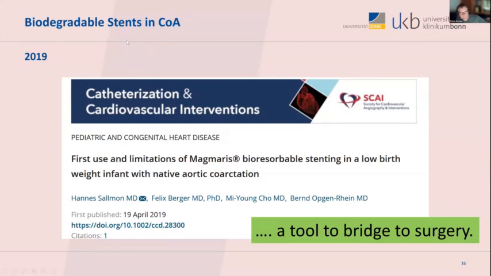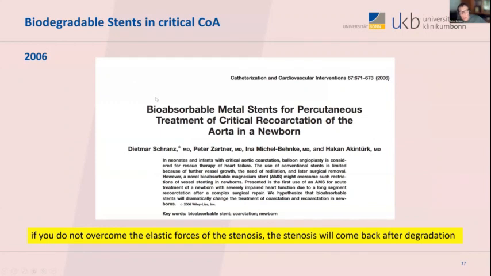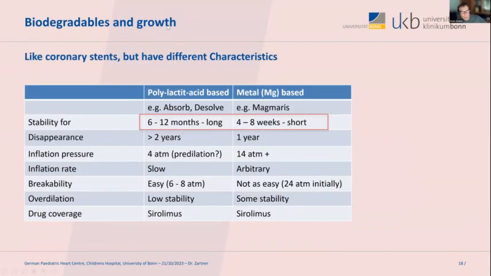So the biodegradable stents, there's a publication 4 years ago, first use of the McMurray stent. And they concluded it's a tool to bridge to surgery, because after the degradation of the stent, the stenosis comes back, and we had already proved this 15 years earlier. If you don't overcome the elastic forces of the stenosis, after degradation and dissolvement of the biodegradable stent, the stenosis will come back and the patient had to go to surgery.